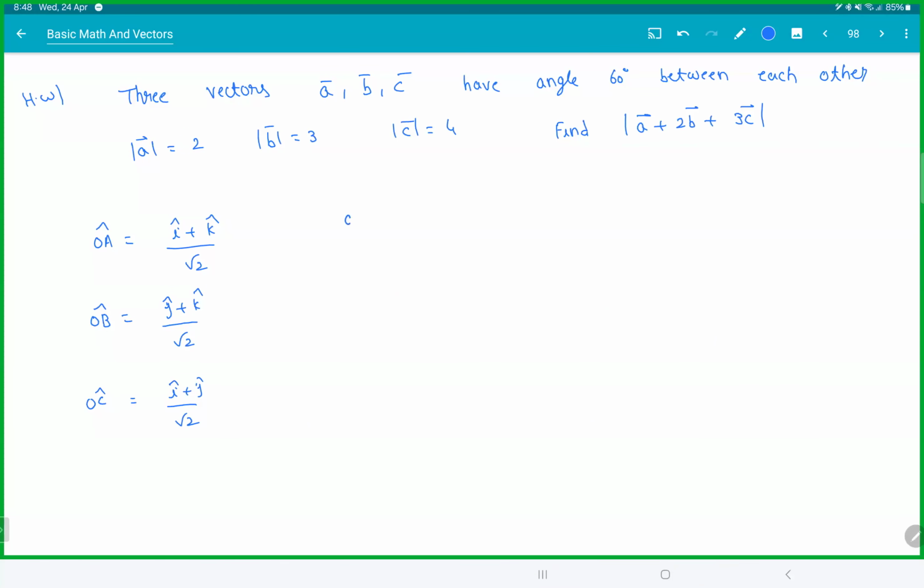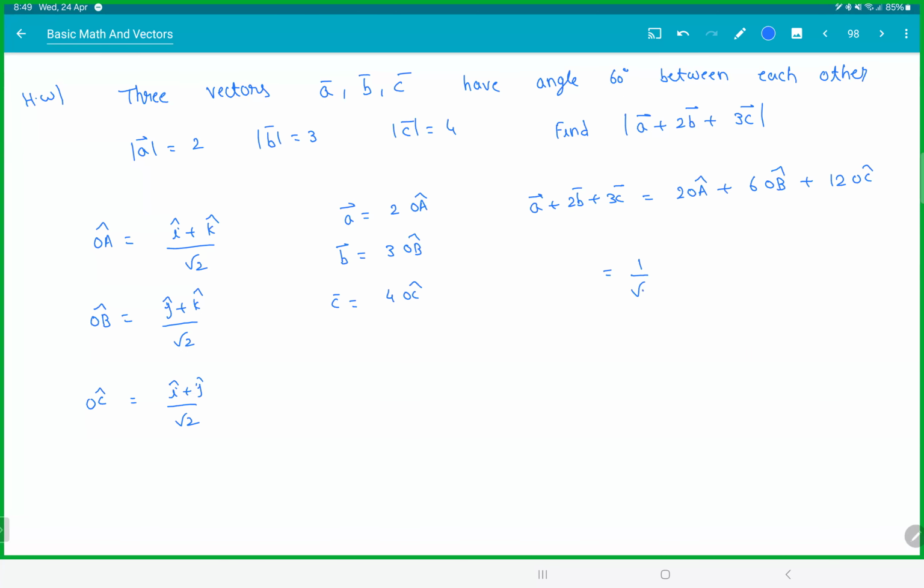So in this thing, you want A bar. So A bar will be 2 times OA cap. B bar will be 3 times OB cap. C bar will be 4 times OC cap. And now you are asking A bar plus 2B bar plus 3C bar. So A bar plus 2B bar plus 3C bar is 2 times OA cap plus 2 times 3, so 6 times OB cap plus 12 times OC cap. Is this making sense? Then you'll get everything in terms of I cap, J cap. Finish it off and solve.